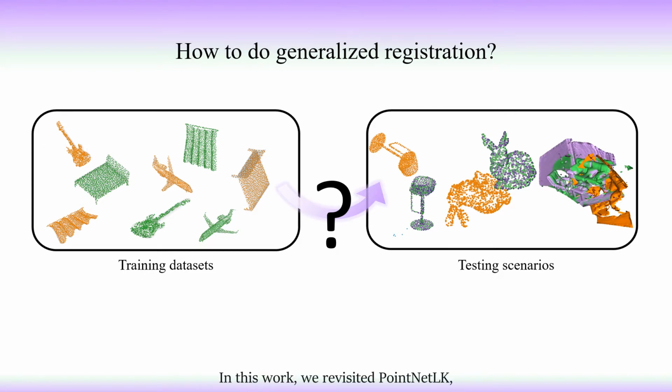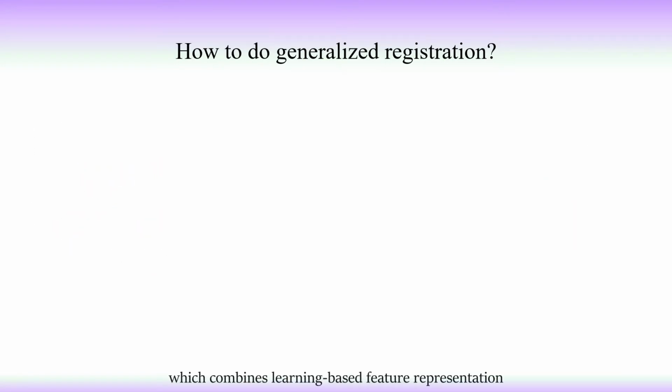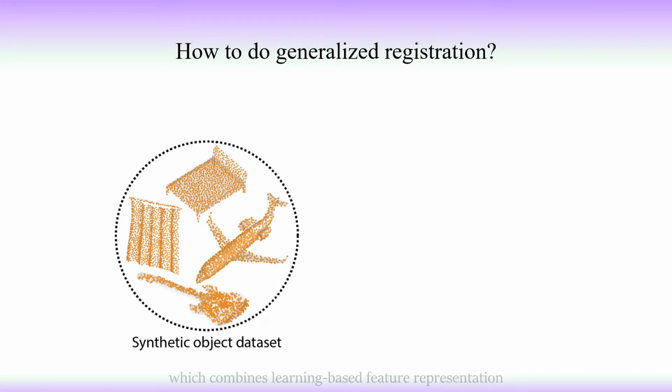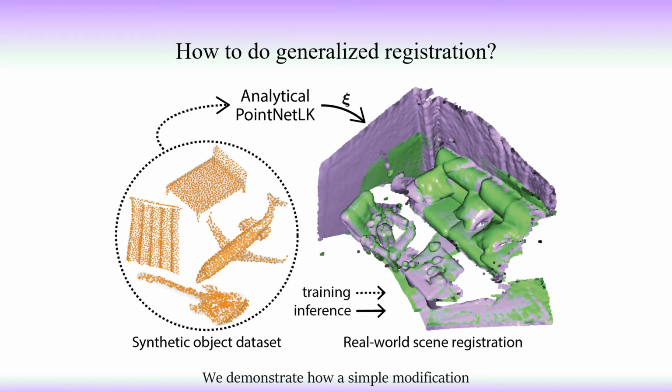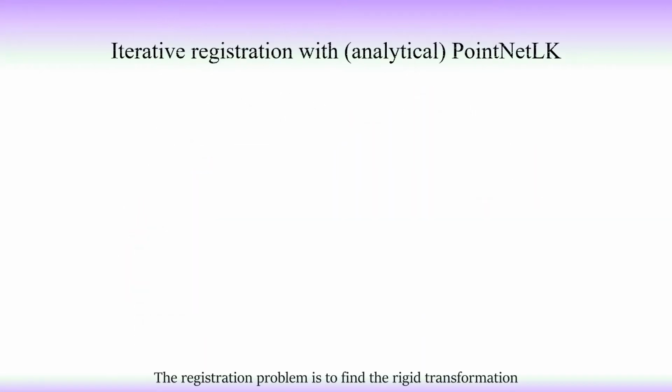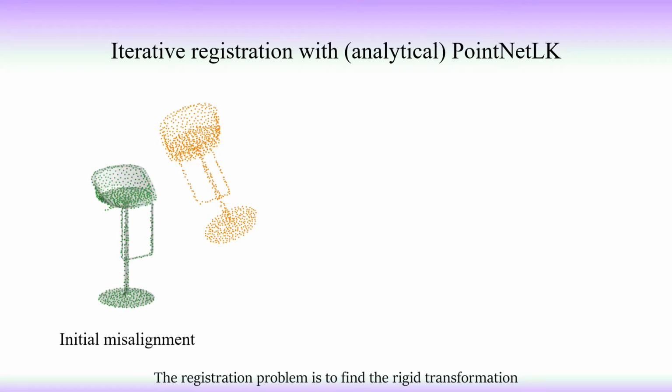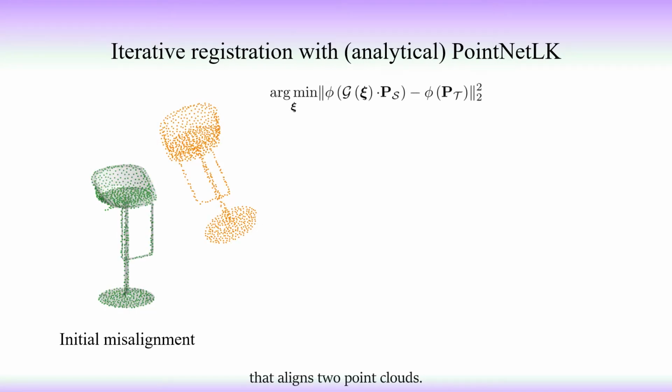In this work, we revisited PointNetLK, which combines learning-based feature representation and the classical Lucas-Kanade algorithm. We demonstrate how a simple modification can greatly improve the alignment of complex real-world scenes by training solely on clean, dense, synthetic objects. The registration problem is to find the rigid transformation that aligns two point clouds.